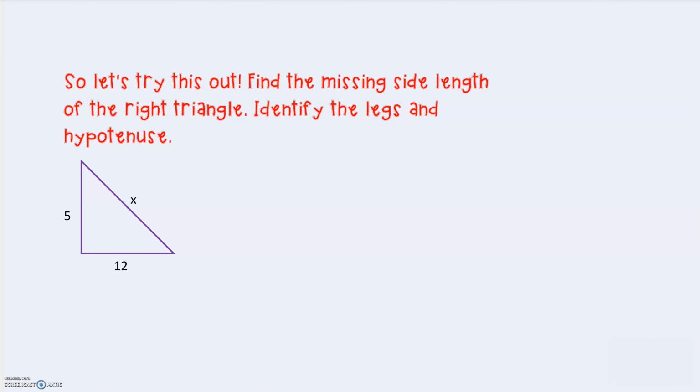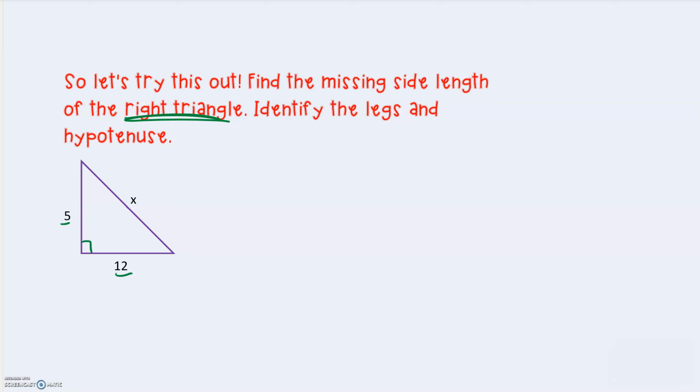So now we're going to use it in actual context. So we're going to try it out. We're going to find the missing side length of this right triangle. I'm telling you it's a right triangle, so we don't actually need the square, but it's right there that I just drew in. It's fine. It's cool. I told you it's a right angle, so it's fine. We also need to identify the legs and the hypotenuse. And I'm just going to say it right now. This side length of 12 and this side length of 5, those are my legs. Those are the legs, and x is my hypotenuse, because that's the part that's across, it's opposite of that right angle.